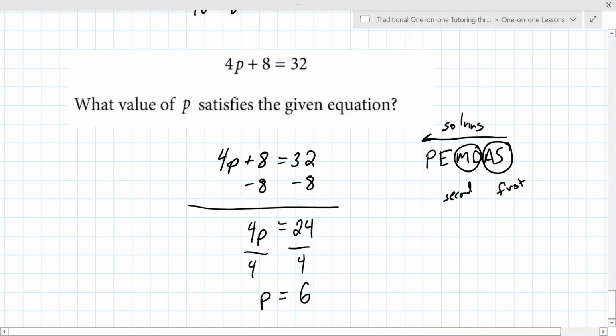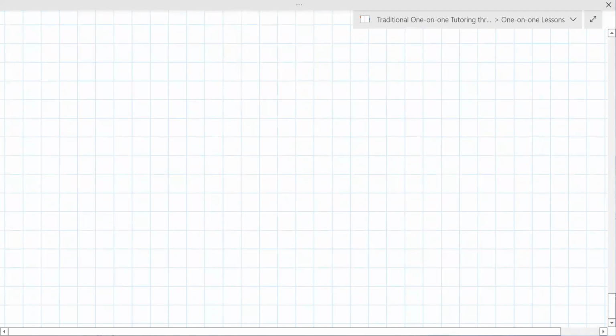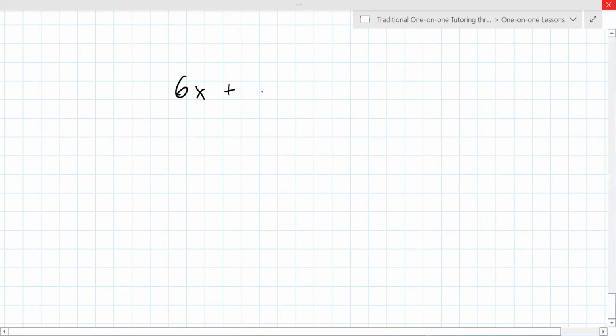Okay, so I'm going to give you one to try on your own now. Let's go with 6x plus 18 equals 64. Go ahead and solve that on your own, please.